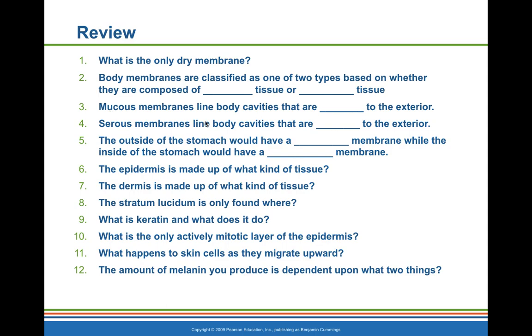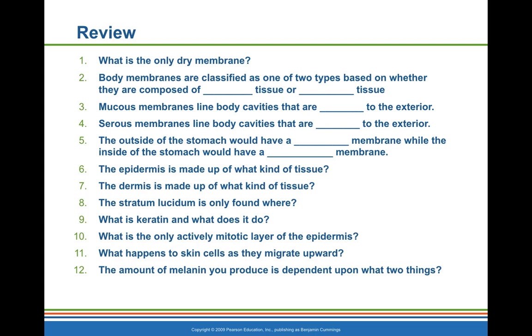Number three, mucous membranes line body cavities that are open to the exterior. Number four, serous membranes line body cavities that are closed to the exterior. Number five, the outside of the stomach would have a blank membrane, while the inside of the stomach would have a blank membrane. So if you were looking at the stomach as it sits inside your body, lining the outside of the stomach, you would have a serous membrane.